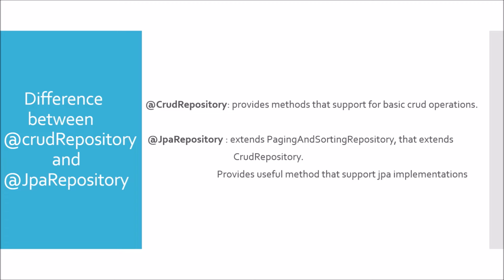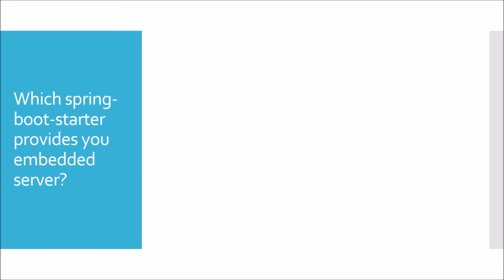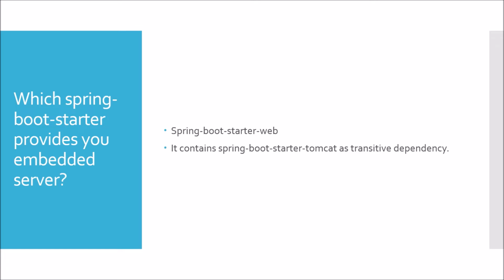Moving to the next question. Which Spring Boot starter provides you an embedded server? Spring Boot Starter Web provides you Tomcat as an embedded server, and this Tomcat is added as a transitive dependency. If you go to pom.xml and click on the dependency hierarchy, inside Spring Boot Starter Web, you can find the dependency Spring Boot Starter Tomcat.